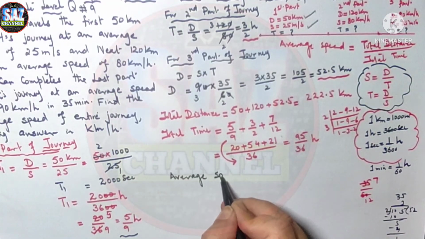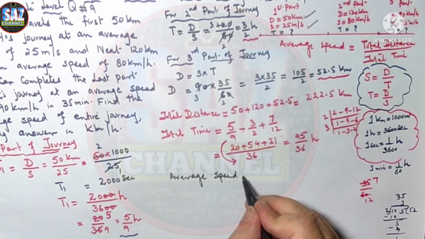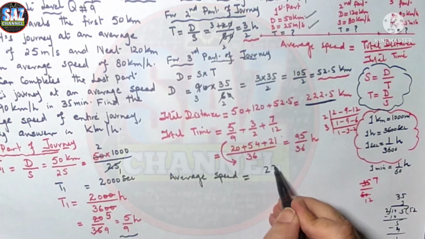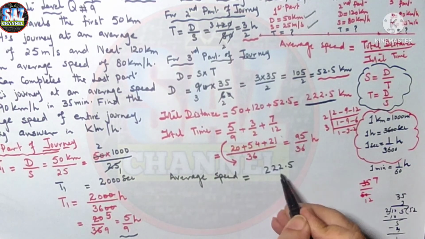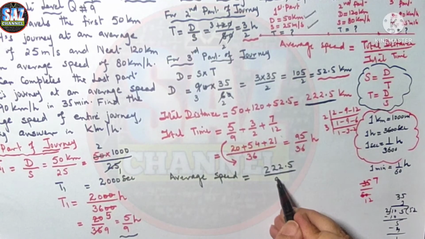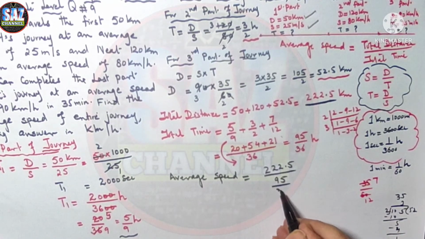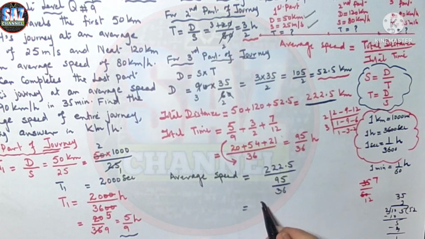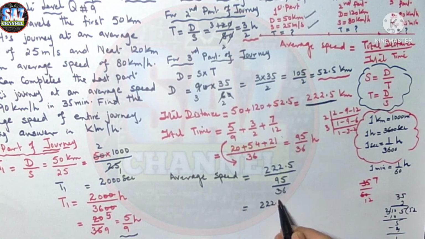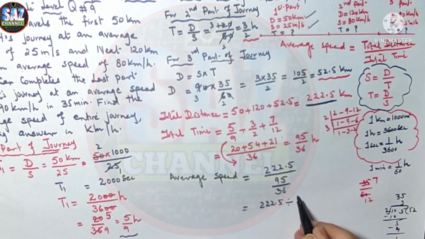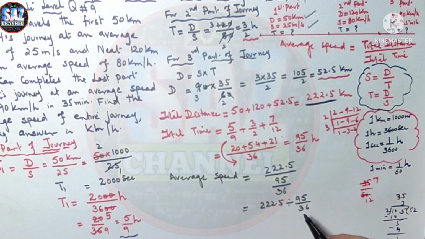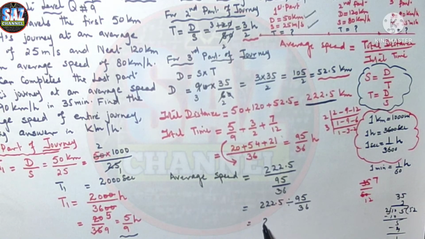So the average speed for the entire journey is the total distance traveled, 222.5, divided by the time taken, 95 by 36. Now, let me perform one more step: 222.5 divided by 95 by 36. Now what we can do is reciprocate this term: 222.5 multiplied by 36 by 95.